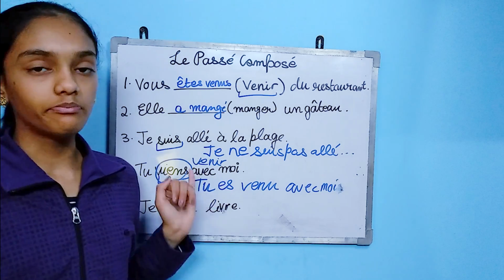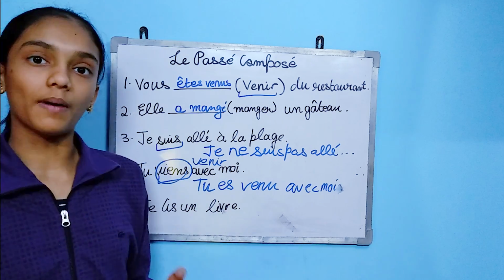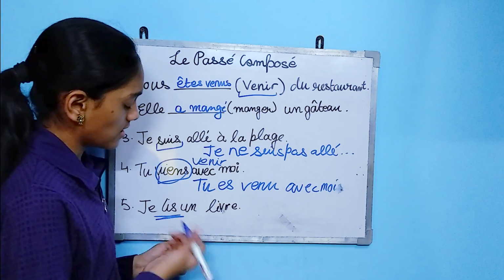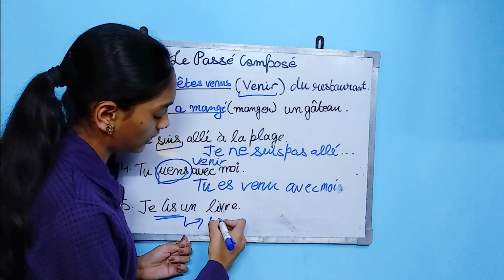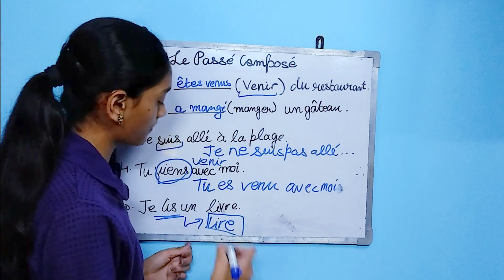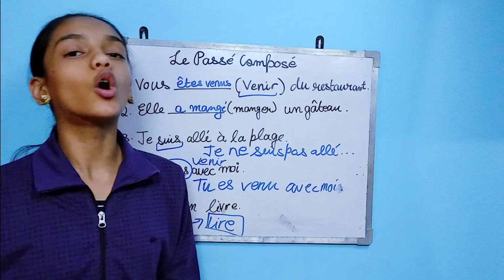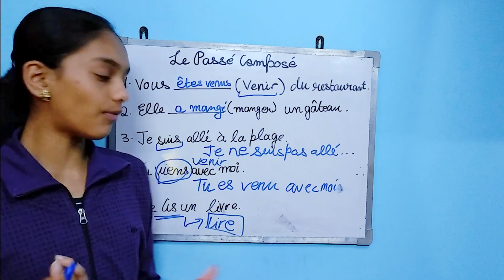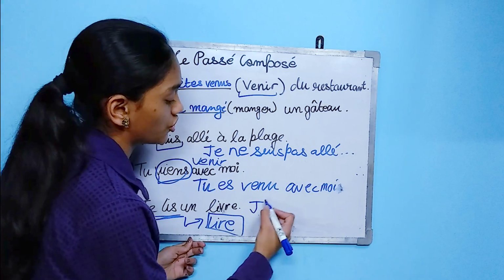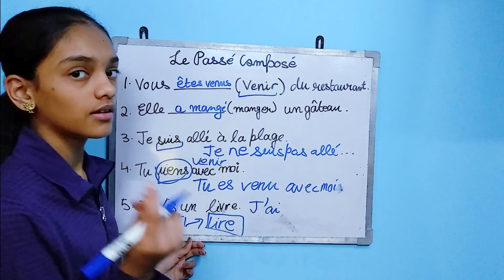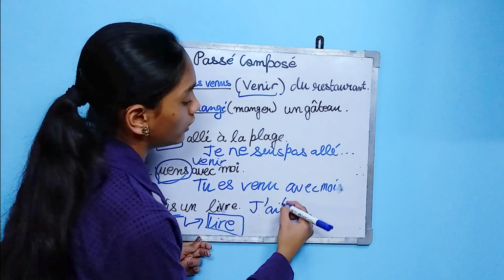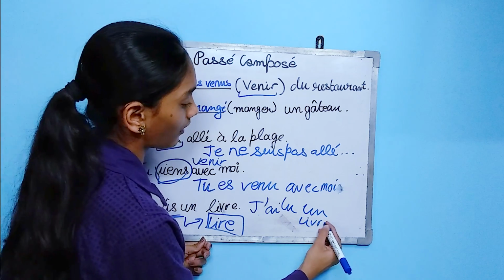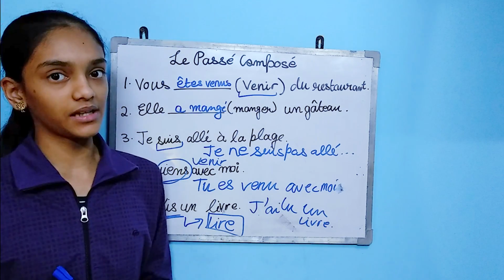Last one also, it is in present form. Let's convert it into past. Je lis un livre. Lire, it is the verb lire, which means to read. And lire is not in the Dr. Mrs. Van der Tramp list. That means it has to be conjugated with avoir. So it will become j'ai. Its past participle is lu. J'ai lu un livre. And that is how you do passé composé.